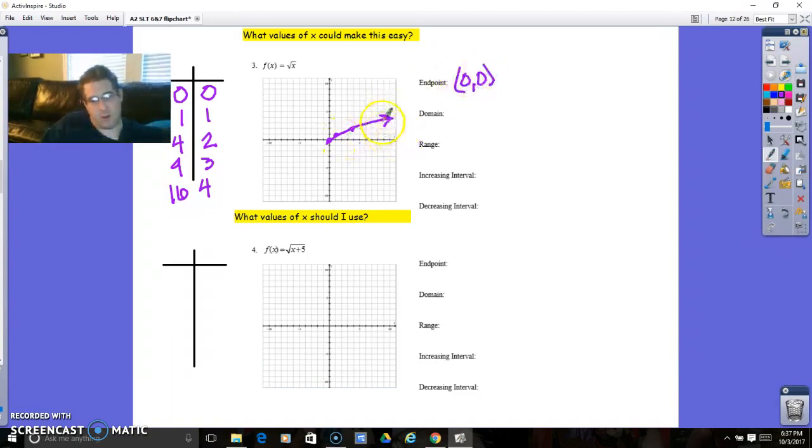Domain would be x is greater than 0. Range is y is greater than 0 because everything's above 0. Increasing interval will be x is greater than 0 the whole time, and it never decreases. Never.